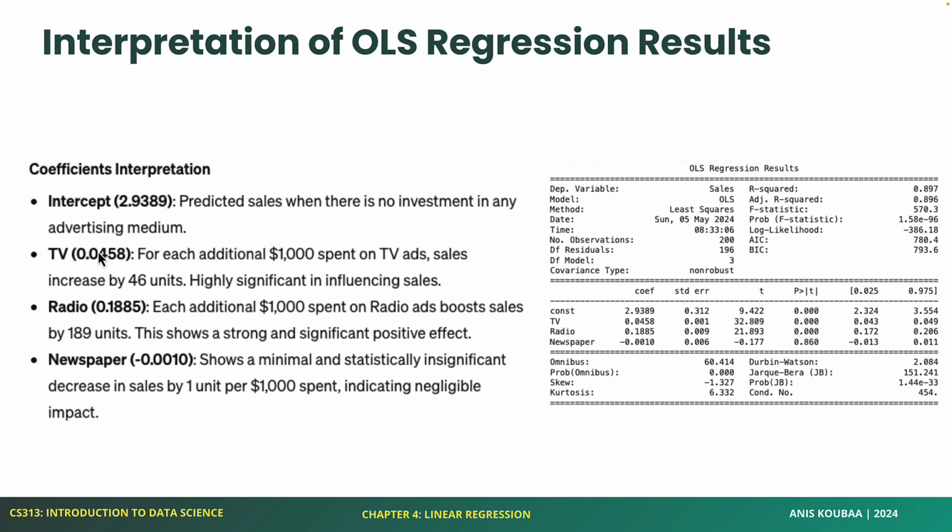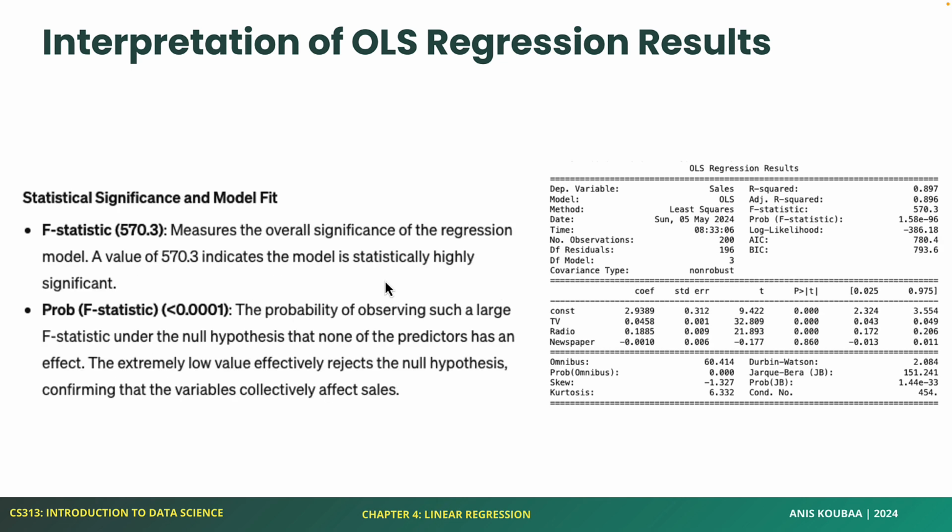And this is the slope for the TV, the slope for the radio, and the slope for the newspaper. We have already interpreted these different values. You will find them here, here, and here. Of course, you can find other statistics like the standard error, the t-statistics, and the p-value, which allow us to infer other information, such as the statistical significance and model fit with respect to the null hypothesis. So here we have the F statistic. Where do we find it? It's here.